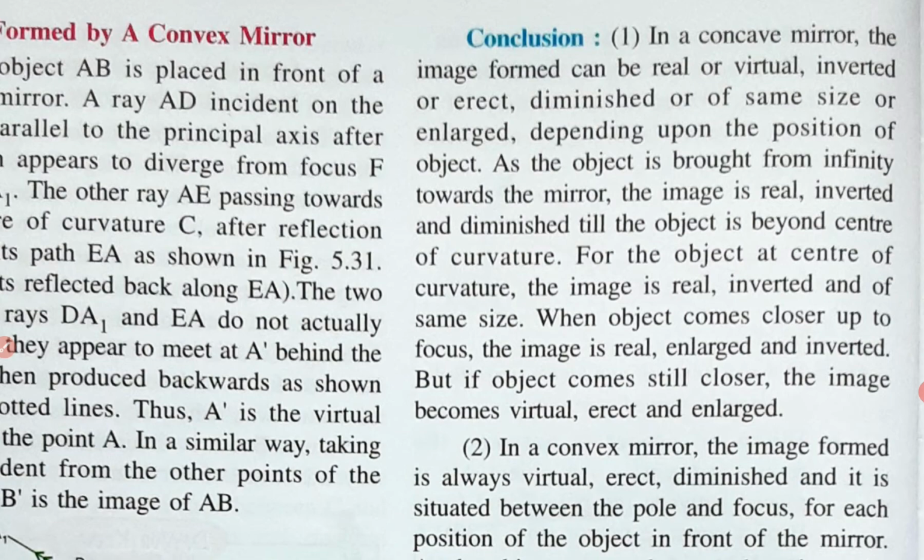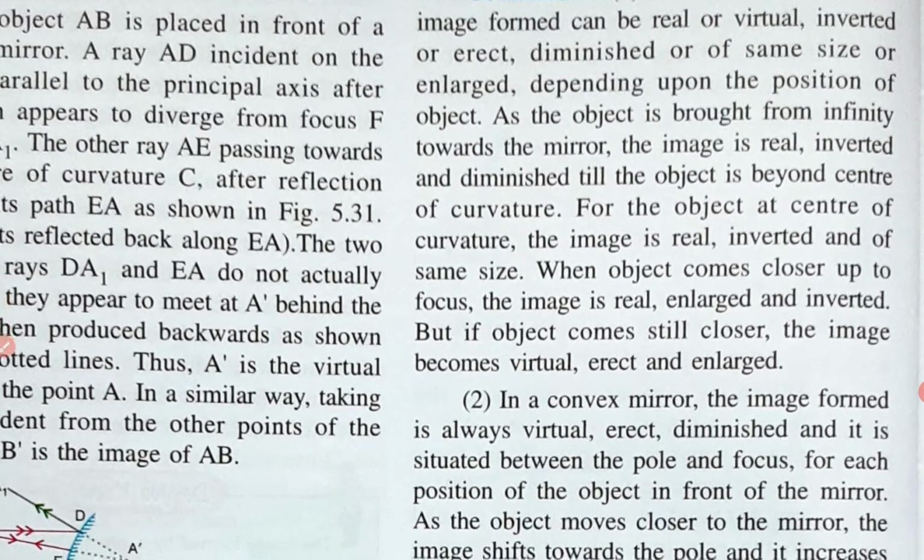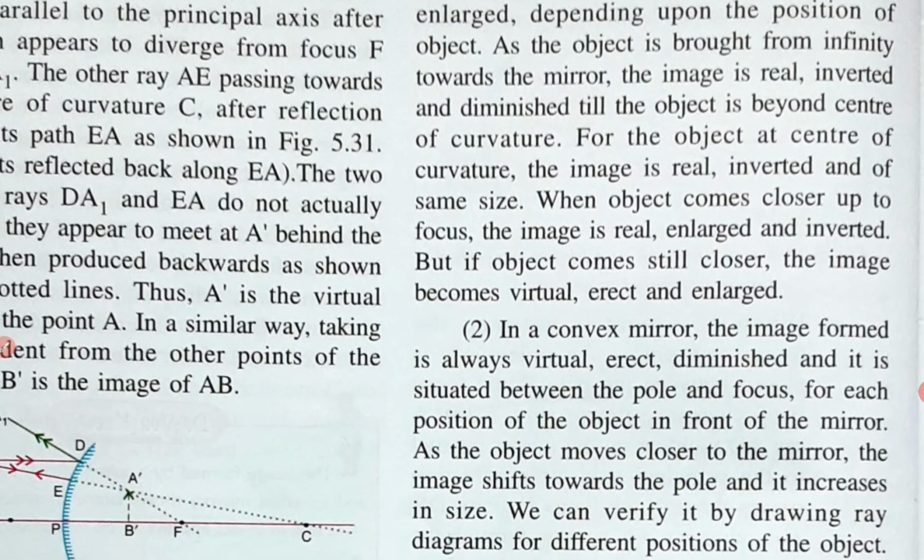As the object is brought from infinity towards the mirror, the image is real, inverted, diminished till the object is beyond the center of curvature. For the object at the center of curvature, the image is real, inverted and of same size. When the object comes closer up to the focus, the image is real, enlarged and inverted, but if the object comes still closer, the image becomes virtual, erect and enlarged.